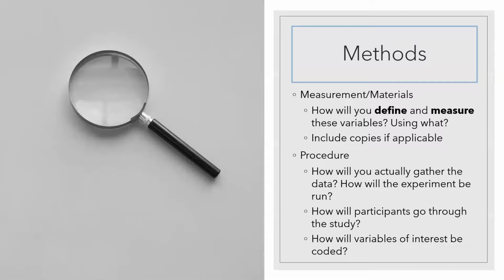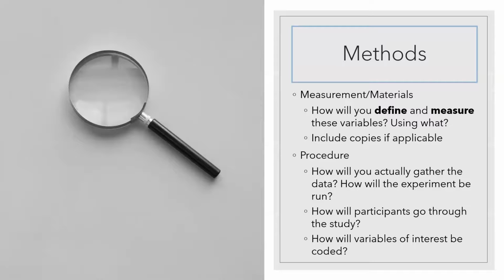Next, you should have a materials section and consider further splitting this into two subsections, for your independent and dependent variables. In each subsection, how will you define and measure each of these two variables? Using what methods? If you will be using an existing measurement tool, you must include a copy of it in your appendices, and more on that in a couple of slides.